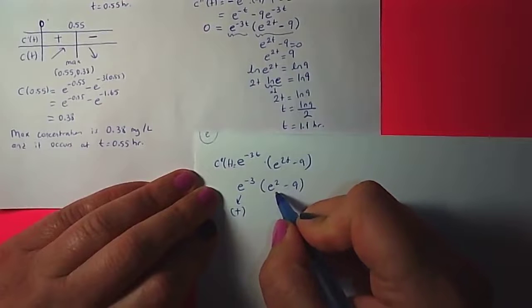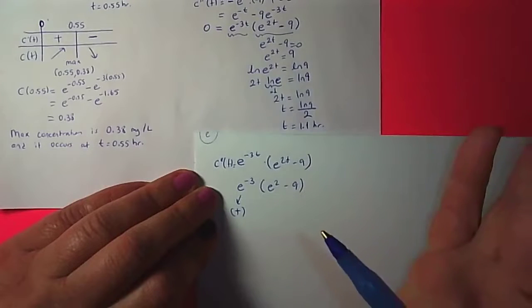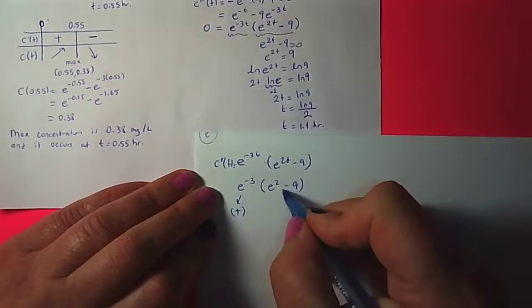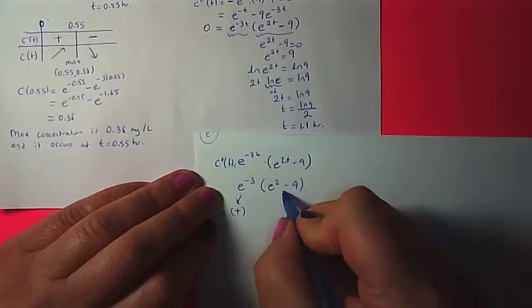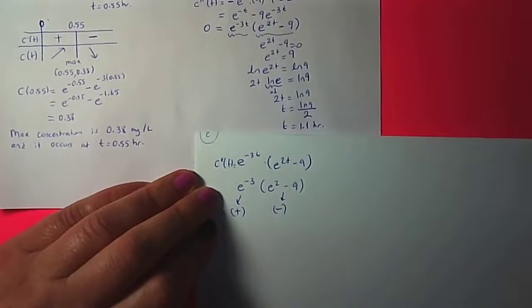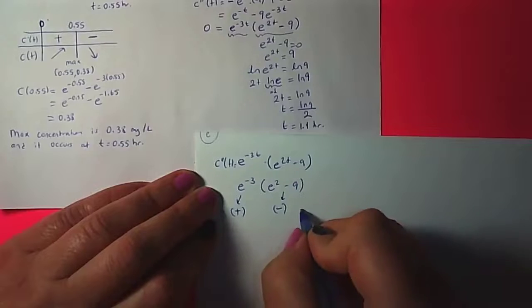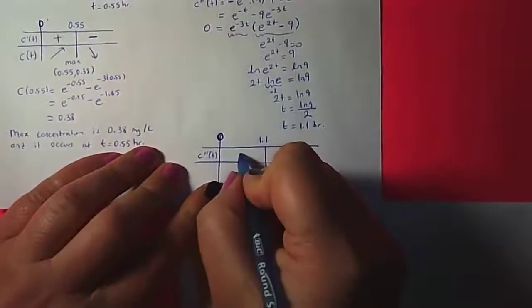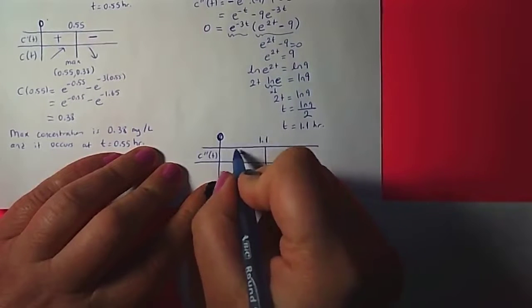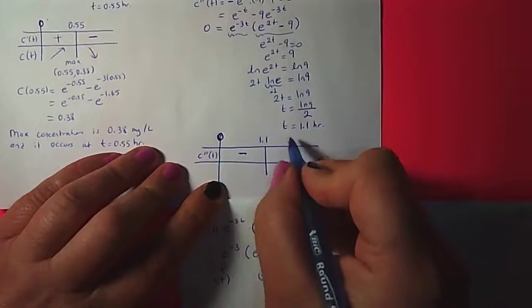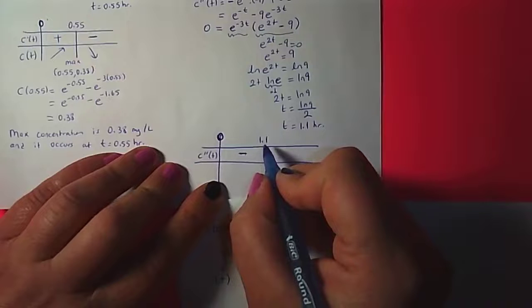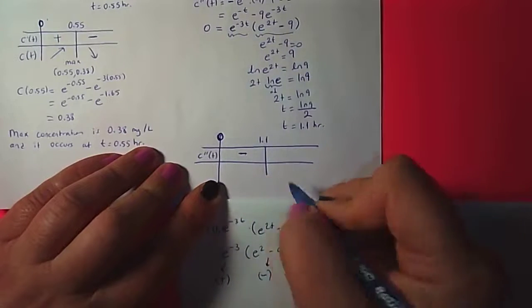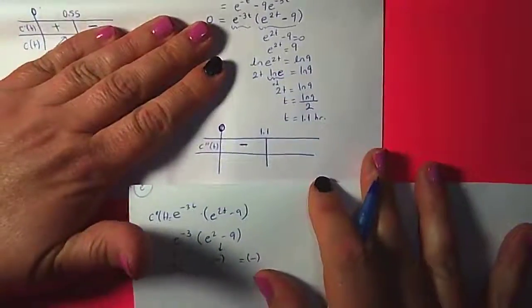E squared, so you're looking at 2.72 squared approximately, and that's going to be less than 9. So then we get negative here. Positive times negative gives you a negative value. So we got negative for the first interval. Now we're going to check the second interval. We need to pick a value that is greater than 1.1. Let's pick 2 and sub in the second derivative function.